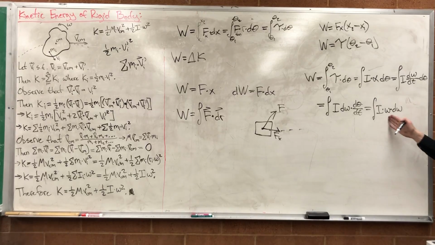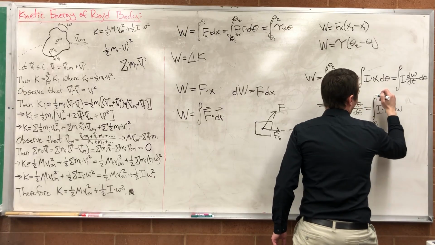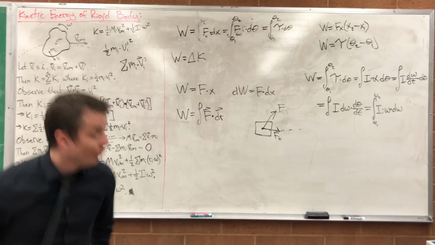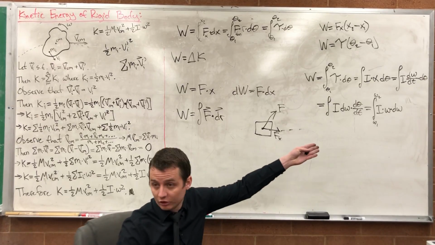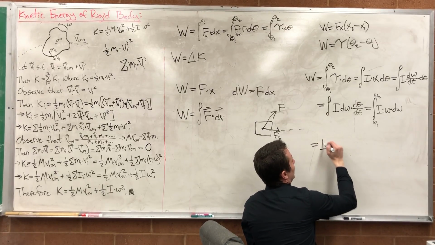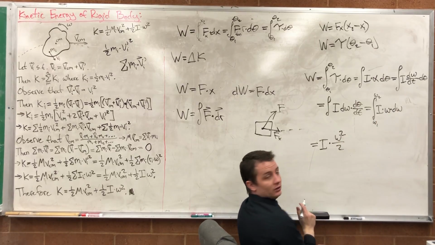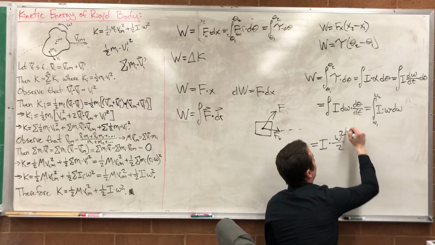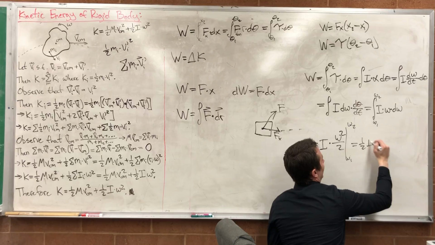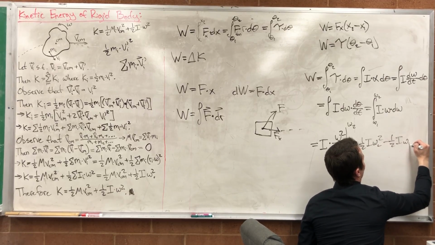Okay. Now when we calculate that integral from omega 1 to omega 2, because notice that's the variable we're integrating with respect to now, what do we get? The moment of inertia, that's just a constant, so that comes out. And so that's going to be equal to the moment of inertia times omega squared over 2, evaluated from omega 1 to omega 2. Which is going to be 1/2 I omega 2 squared minus 1/2 I omega 1 squared.